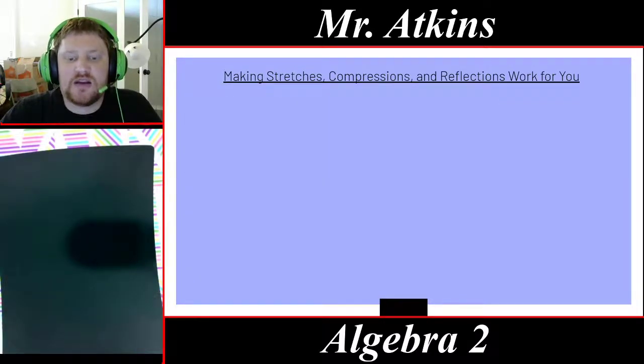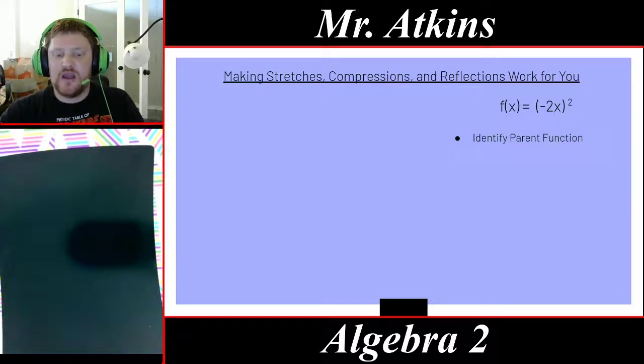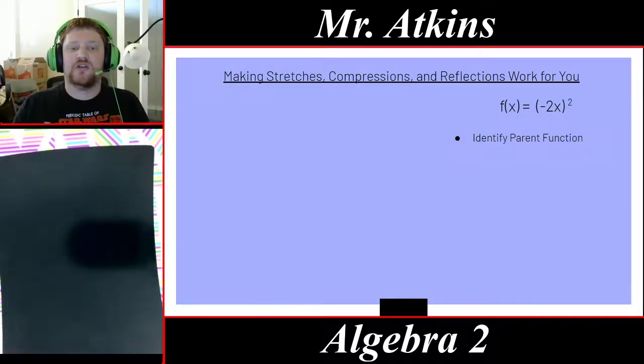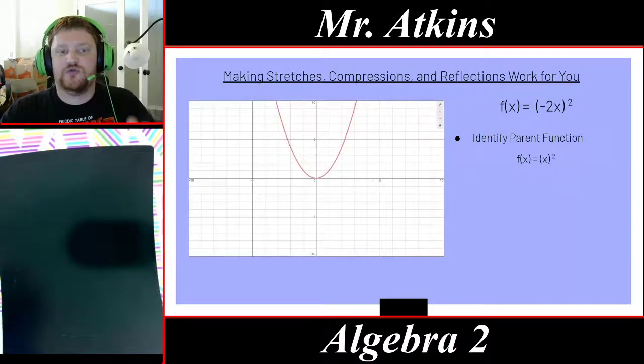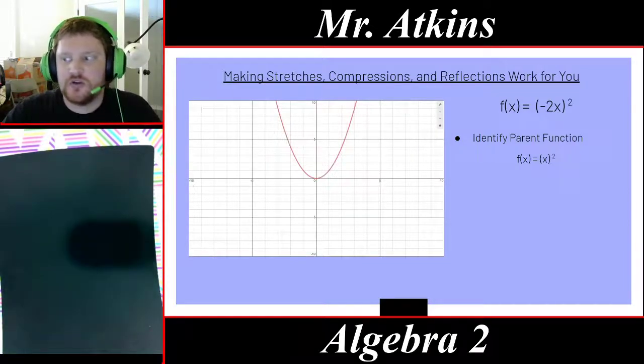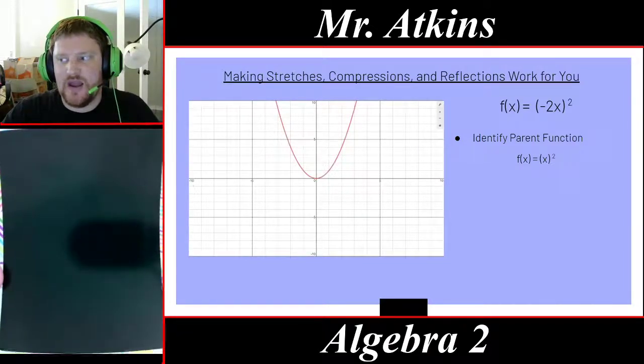Let's take a look at another example. F of x equals parentheses negative 2x close parentheses squared. So once again, we need to identify our parent function, and I hope you guys can see that our parent function in this case is the exact same one that we were just using. So x squared. First thing we need to do is to graph just the initial parent function. So f of x equals x squared, and we have that.